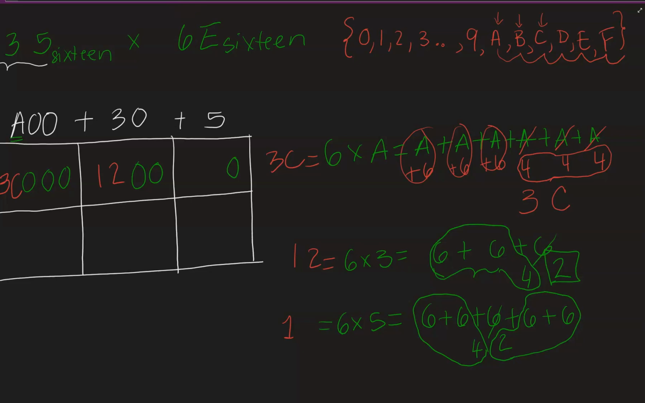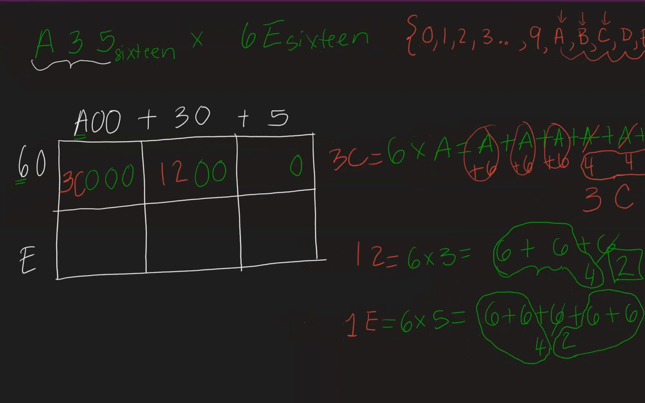So we would say 6 times 5 is 1E. So then we'll go back to our multiplication problem. 6 times 5 is 1E. And then you have the 0 right there.